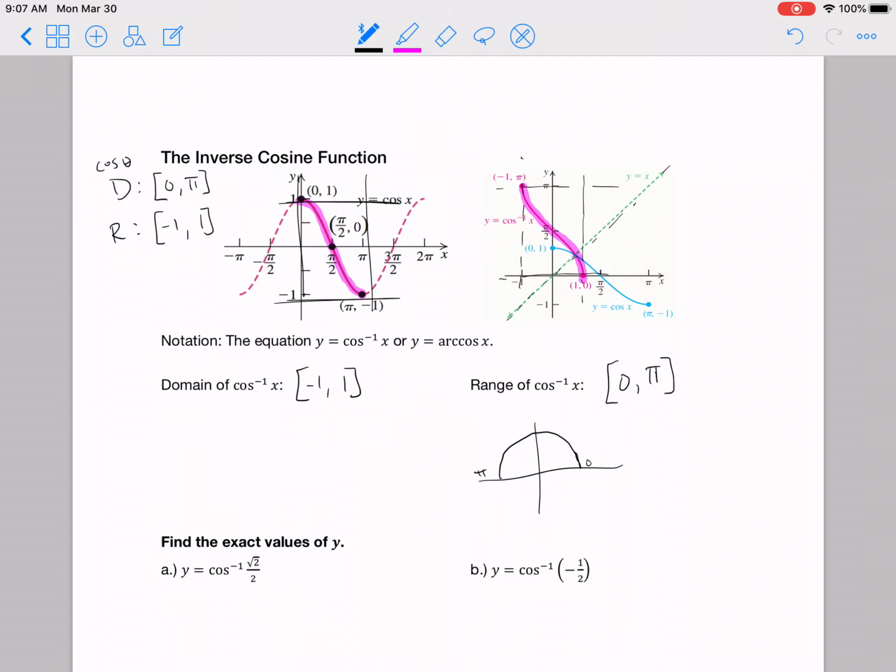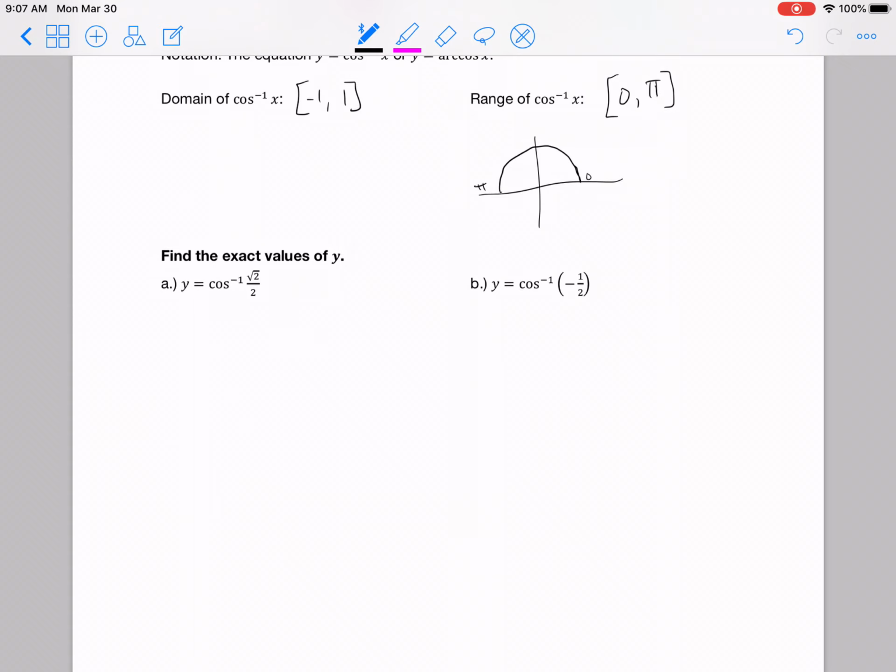So for here, let's find the arc sine of square root of 2 over 2. If we draw the top half of our unit circle, then we are going to get two places that have square roots of 2 over 2 in them. That's square root of 2 over 2, square root of 2 over 2. And then over here we have negative square root of 2 over 2, square root of 2 over 2.